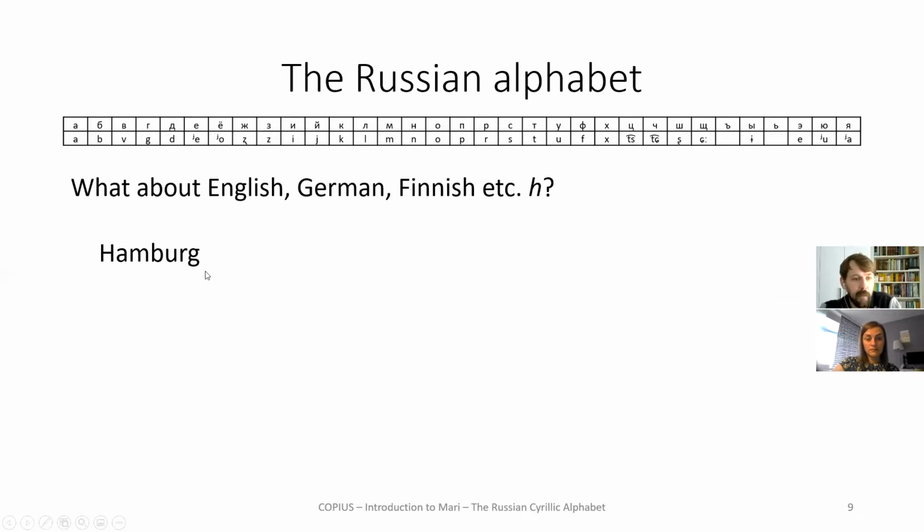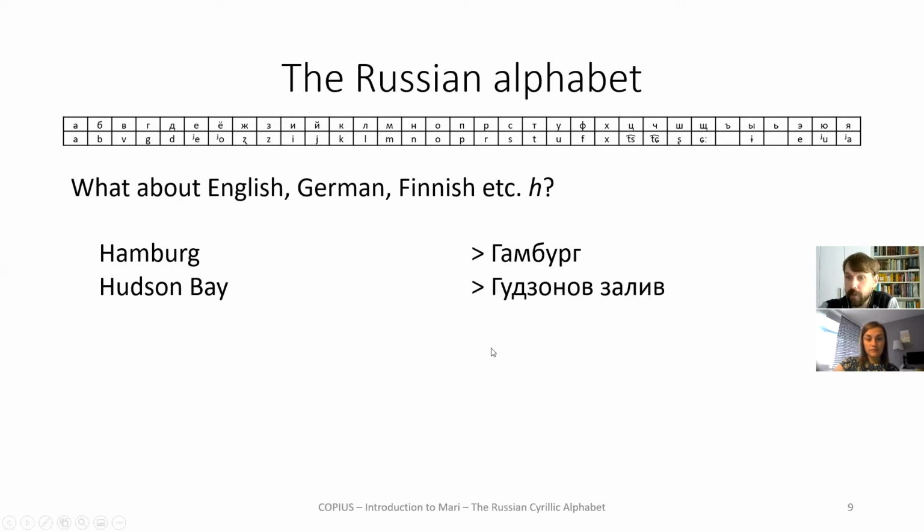For example, if we have Hamburg in Germany, an important city that has been important for a long time, this in Russian is Гамбург. If we look at Hudson Bay in Canada, also a historically important, relevant thing, this in Russian is Гудзонов залив. If we look at Helsinki, however, Helsinki in Russian is Хельсинки. Don't worry about this little thing in green yet. We'll get back to that in a moment.